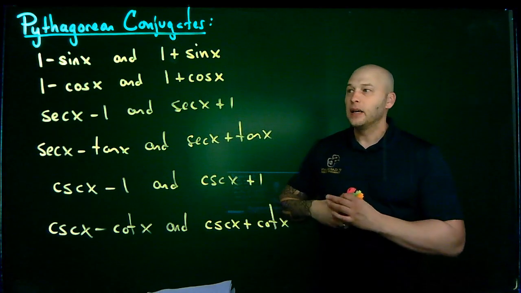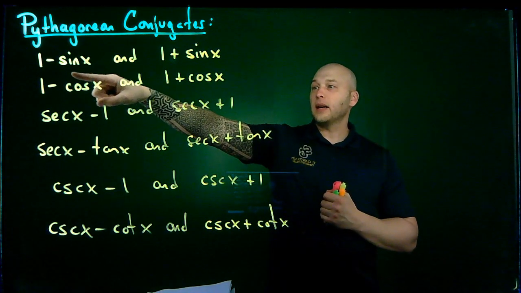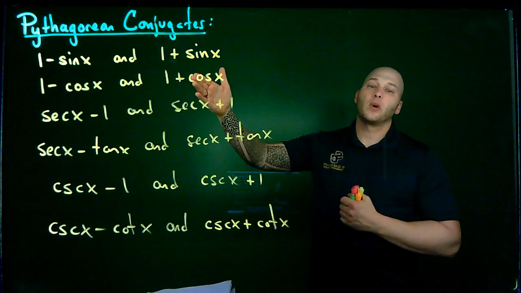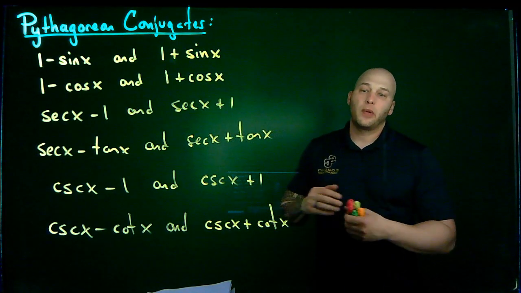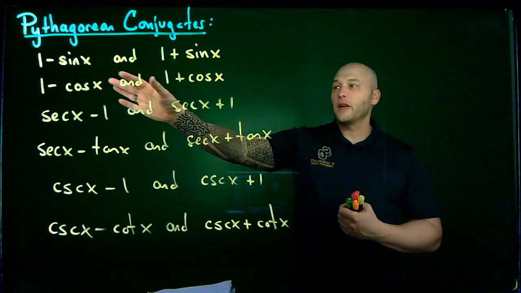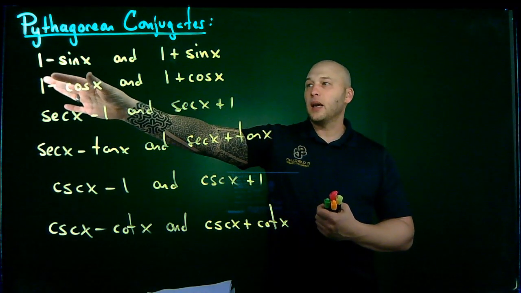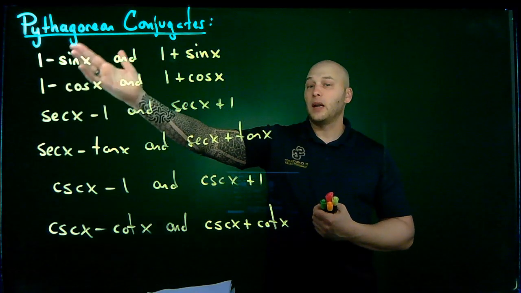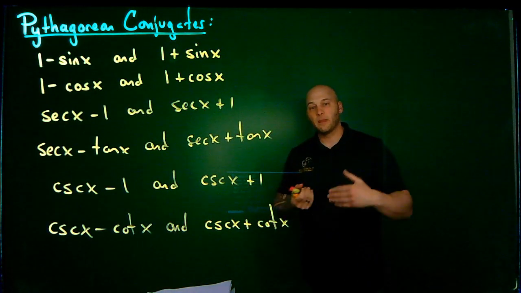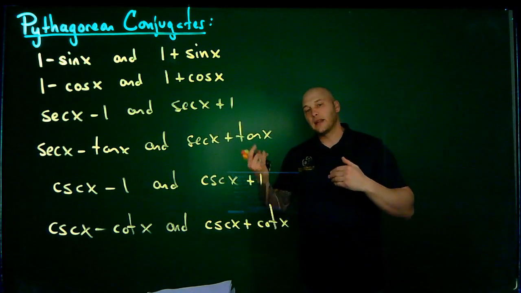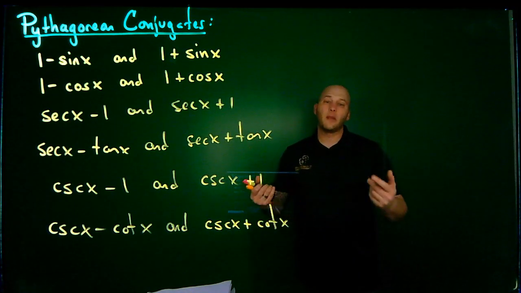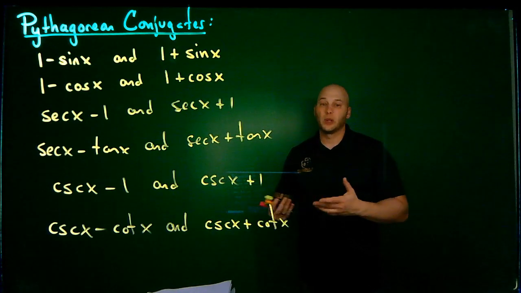But here's the idea. If I take 1 minus sine and multiply it by 1 plus sine, then I'm going to simplify using one of the Pythagorean identities. That's going to equal cosine squared. Therefore, if I see an expression in a denominator in an integral of 1 minus sine, then I could multiply the top and the bottom by 1 plus sine, and then that denominator is going to convert to a cosine squared, and that might end up giving me a simpler integral to do.